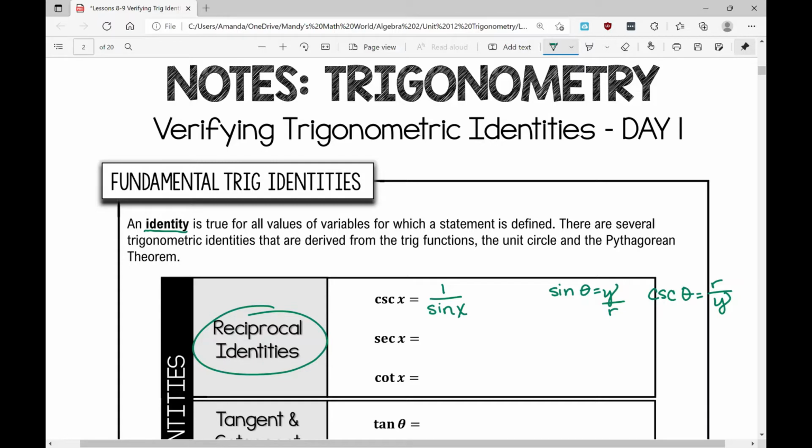Secant x is the reciprocal of cosine, 1 over cosine x. Cotangent x is the reciprocal of tangent x. So it's 1 over tangent x. So that means, like tangent theta, the ratio was y over x. For cotangent, the ratio is x over y. Okay, so it's just flipped. The ratios are flipped, and we can show that as identities using those trigonometric functions.